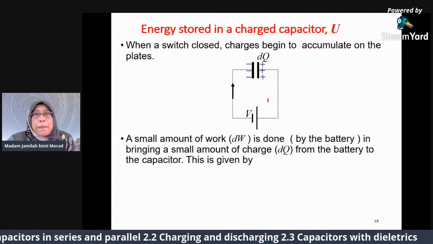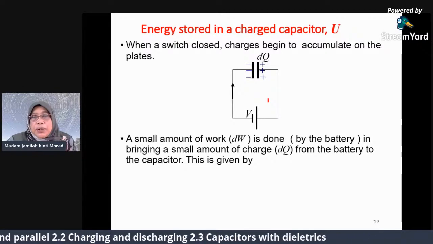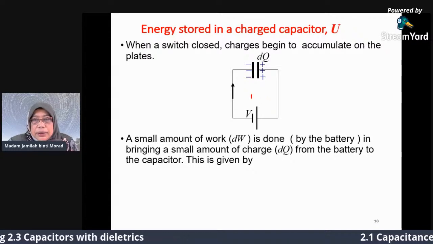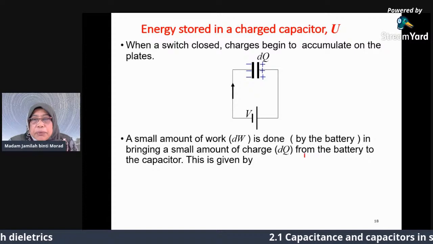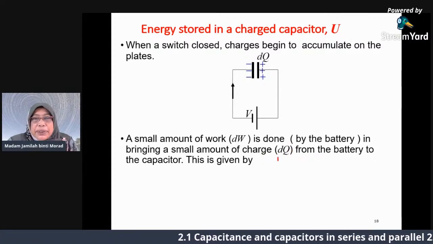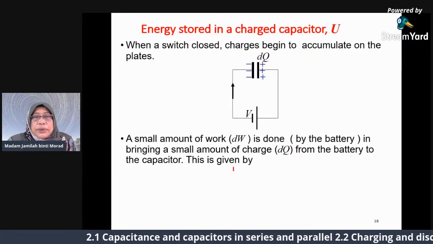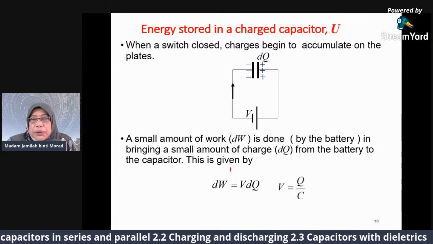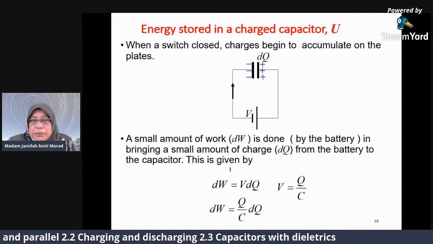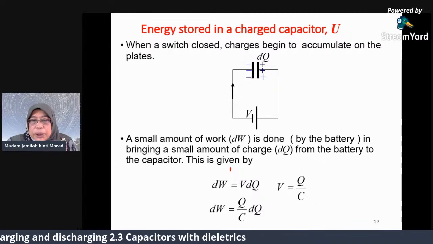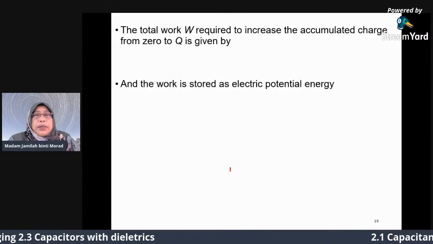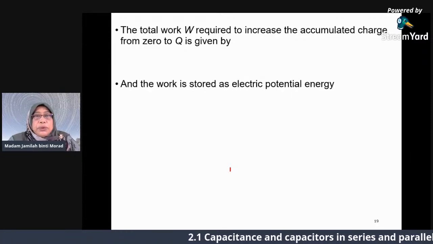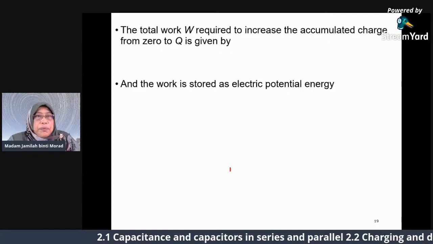The concept of work and energy stored. To summarize, work is done by the battery. The battery brings a small amount of charge from the battery to the capacitor: dW equals V dQ. I move very fast because we don't need to know all these equations, just how to derive the equation of work and the equation of energy stored. Work equals the energy stored.